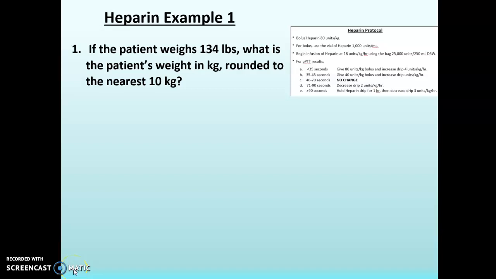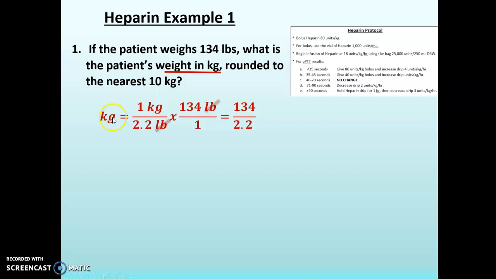Alright, so here's an example of a heparin protocol. Number one here says that we have a patient who weighs 134 pounds. What is the patient's weight in kilograms? And they want us to round to the nearest 10 kilograms. So we are looking for the weight in kilograms, right? So that means our desired answer is going to be kilograms.